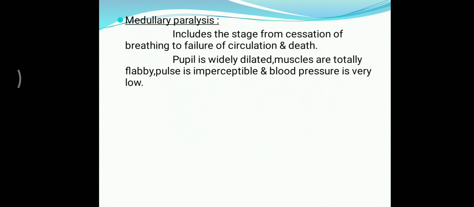Medullary paralysis includes the stage from cessation of breathing to failure of circulation and death. Pupil is widely dilated, muscles are totally flabby, pulse is imperceptible, and blood pressure is very low.